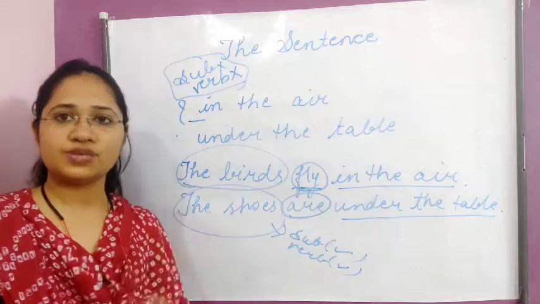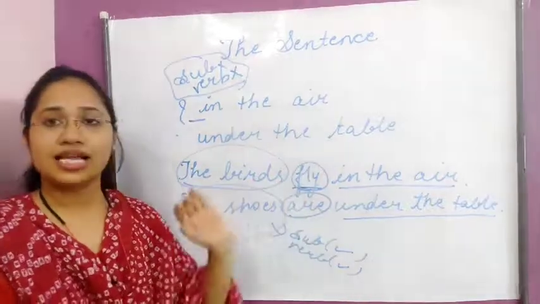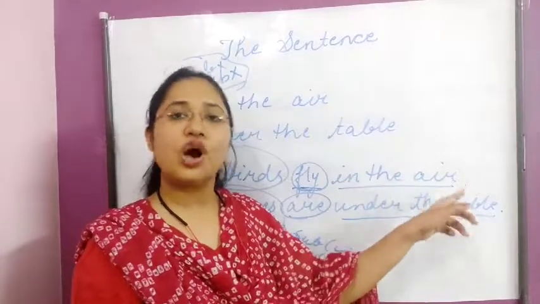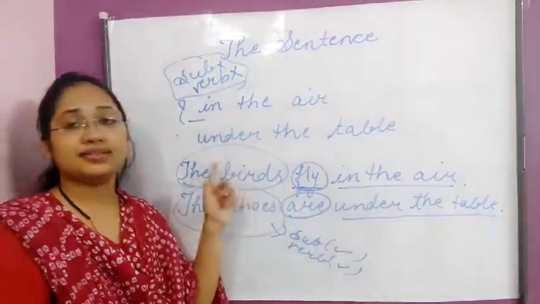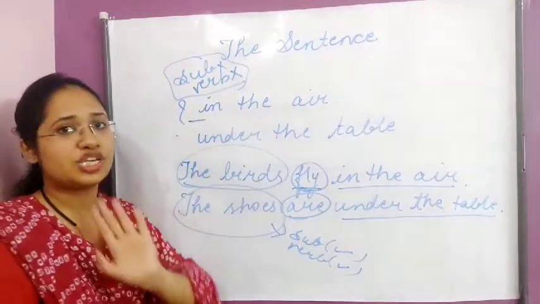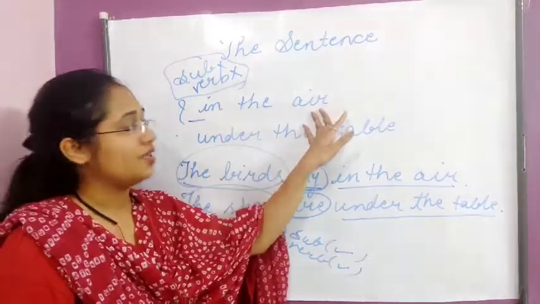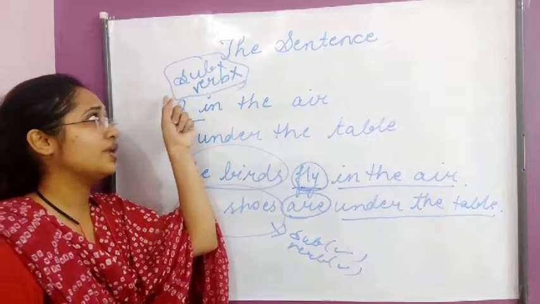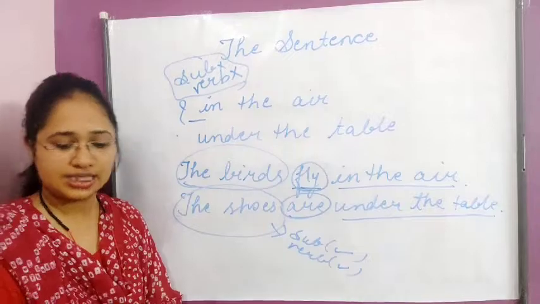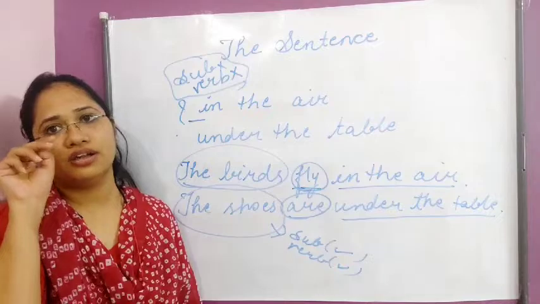Again I am repeating what is a phrase and what is a sentence. A sentence is a group of words that make complete sense, starts with a capital letter, ends with a full stop or question mark, and also has a subject and a verb. But what is a phrase? That makes sense but not complete sense, doesn't start with a capital letter or end with a full stop, and it doesn't have a subject and a verb. That is the phrase and the sentence.